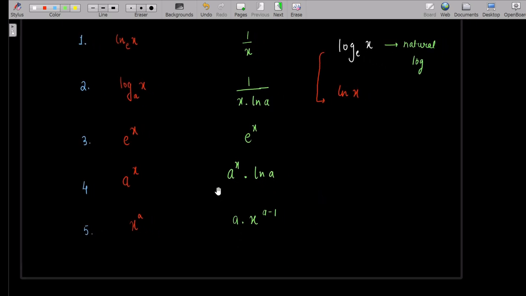So don't get confused between these two. And I think you won't get confused. Just writing in these notations is slightly confusing, but if you have x raised to 5, I'm sure you'll write it as 5 times x raised to 4 and not the other way around.